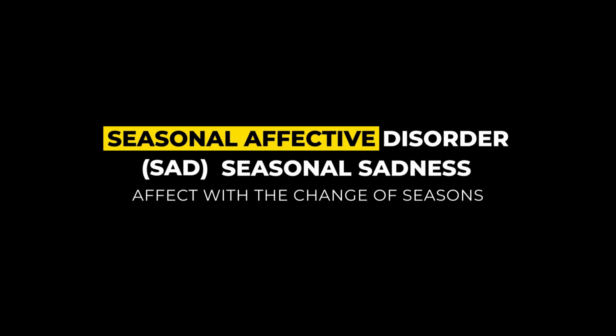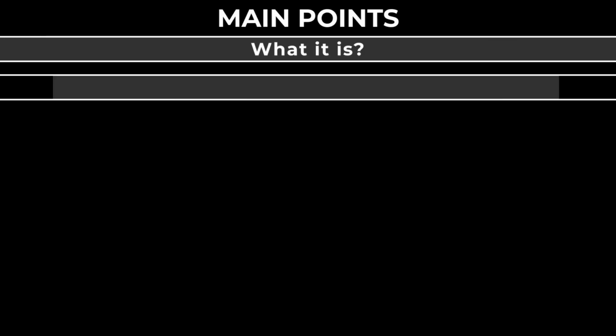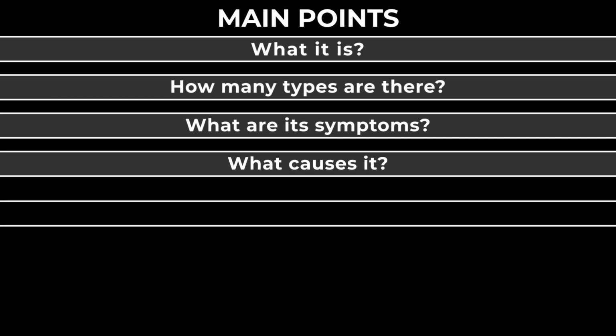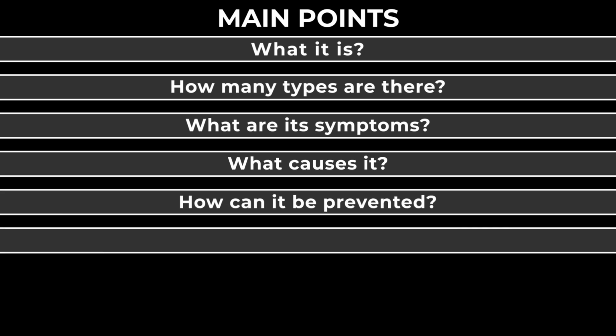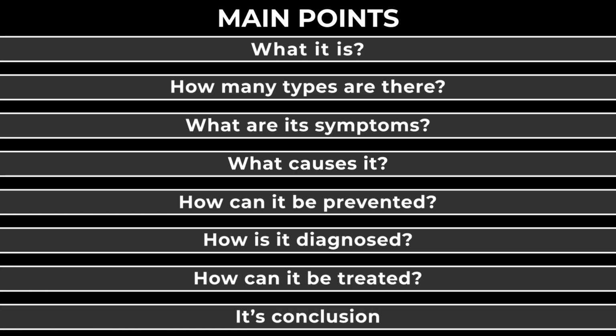Today, we are going to talk about a very interesting and important topic called Seasonal Affective Disorder, SAD, or seasonal sadness. It's a condition that can affect anyone with the change of seasons. So, let's understand this subject. Let's take a look at its main points. First, we will see what it is, how many types there are, what its symptoms are, what causes it, how it can be prevented, how it is diagnosed, how it can be treated, and finally, its conclusion.